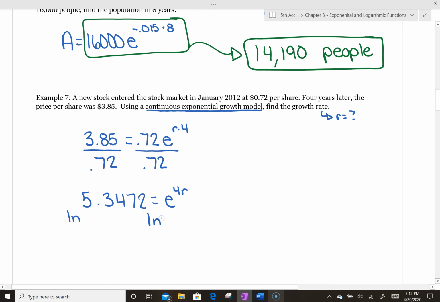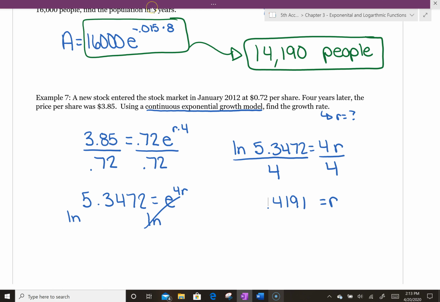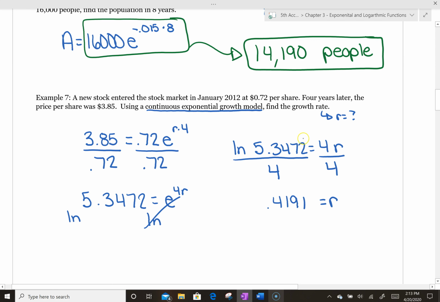Natural log both sides. Good thing is these natural logs cancel. So we get natural log of 5.3472 equals 4R. And then all we have to do is divide by 4. So we get roughly 0.4191 when you go to write that. So this would give us approximately 41.9%.